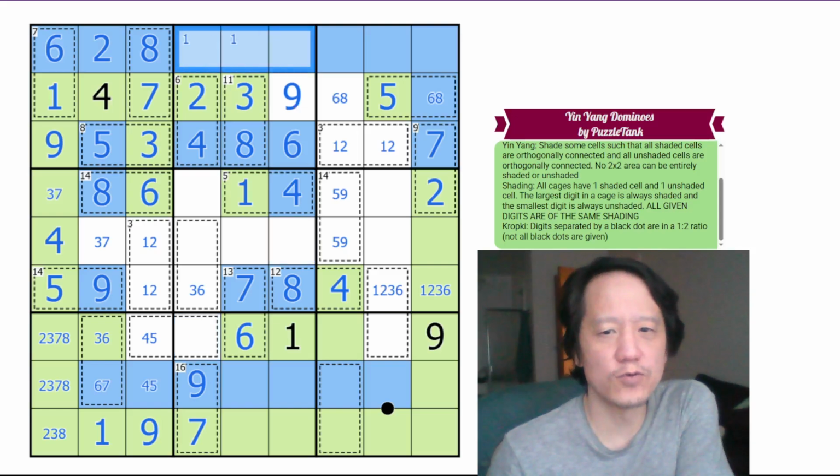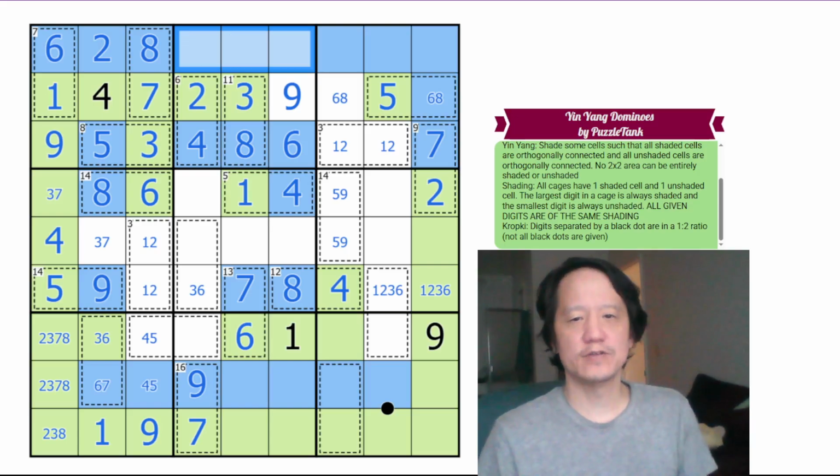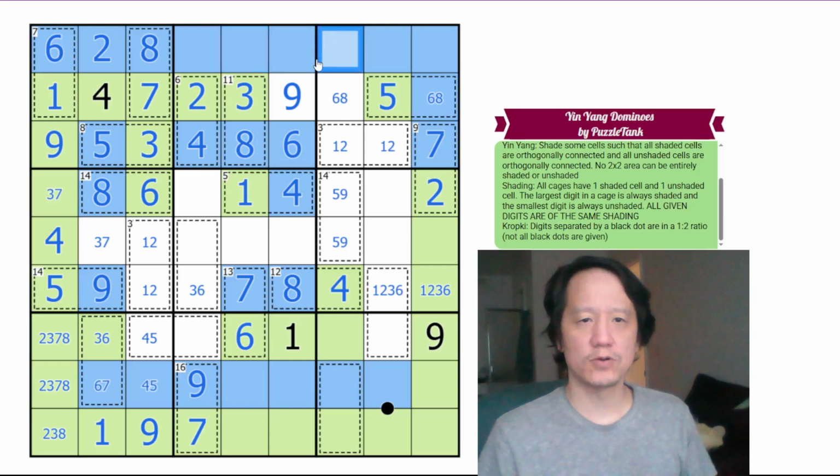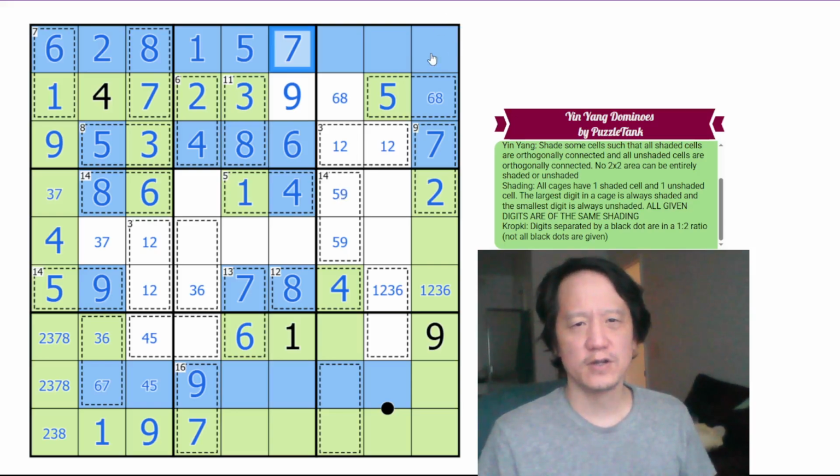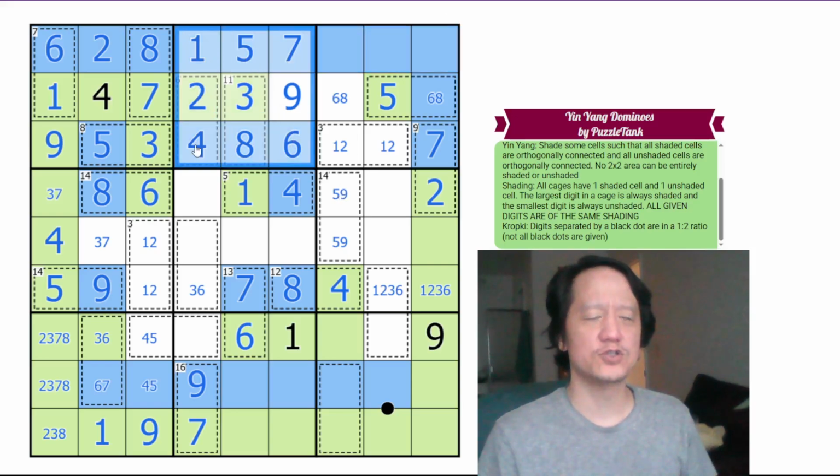Okay, rest of row 1 is 1, 5, and 7. And 1 can't be here or here, so this must be 1 here. That makes this a 5, 7 pair. This can't be 7 because of 7 in the column, so this is 5, that's 7. Rest of box 2, I meant to say.